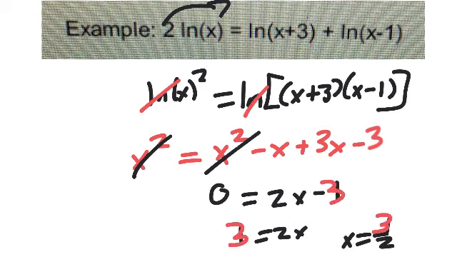So it should be 3 halves. So again, plug those in. 3 halves here is fine. Here is fine. And here is fine. So I plug in 3 halves. The argument stays positive everywhere. So that is my one valid solution.